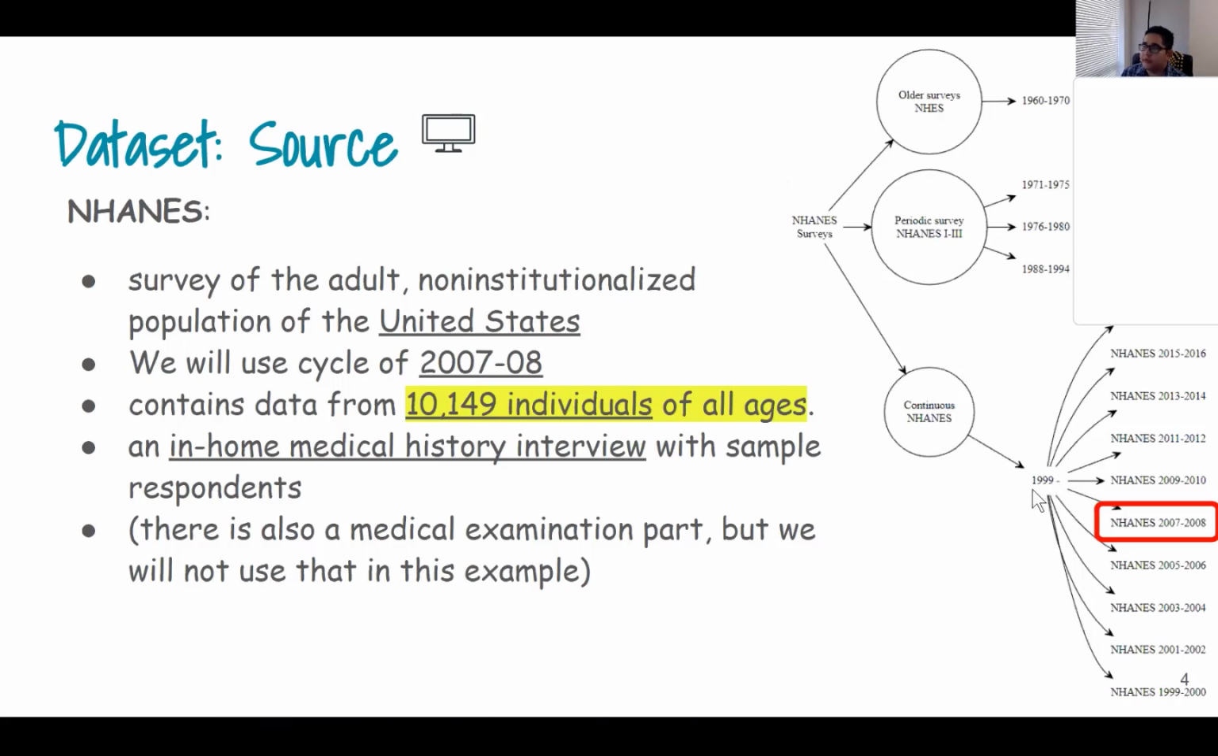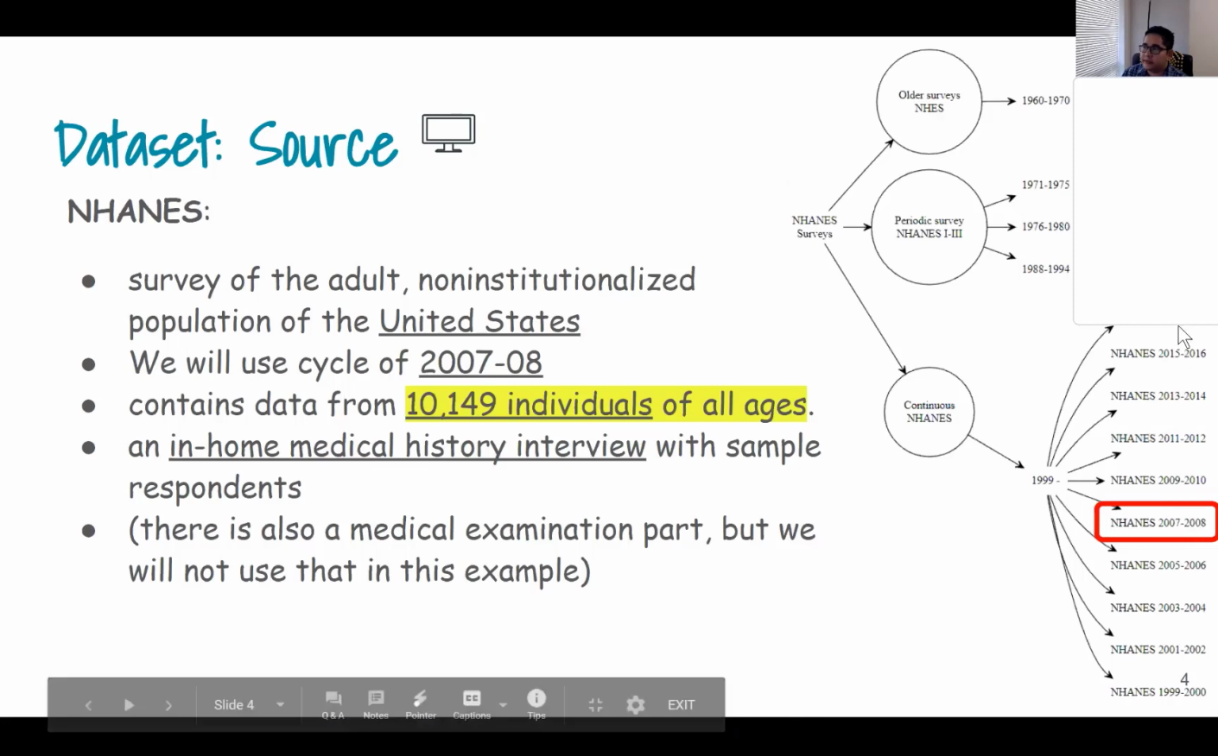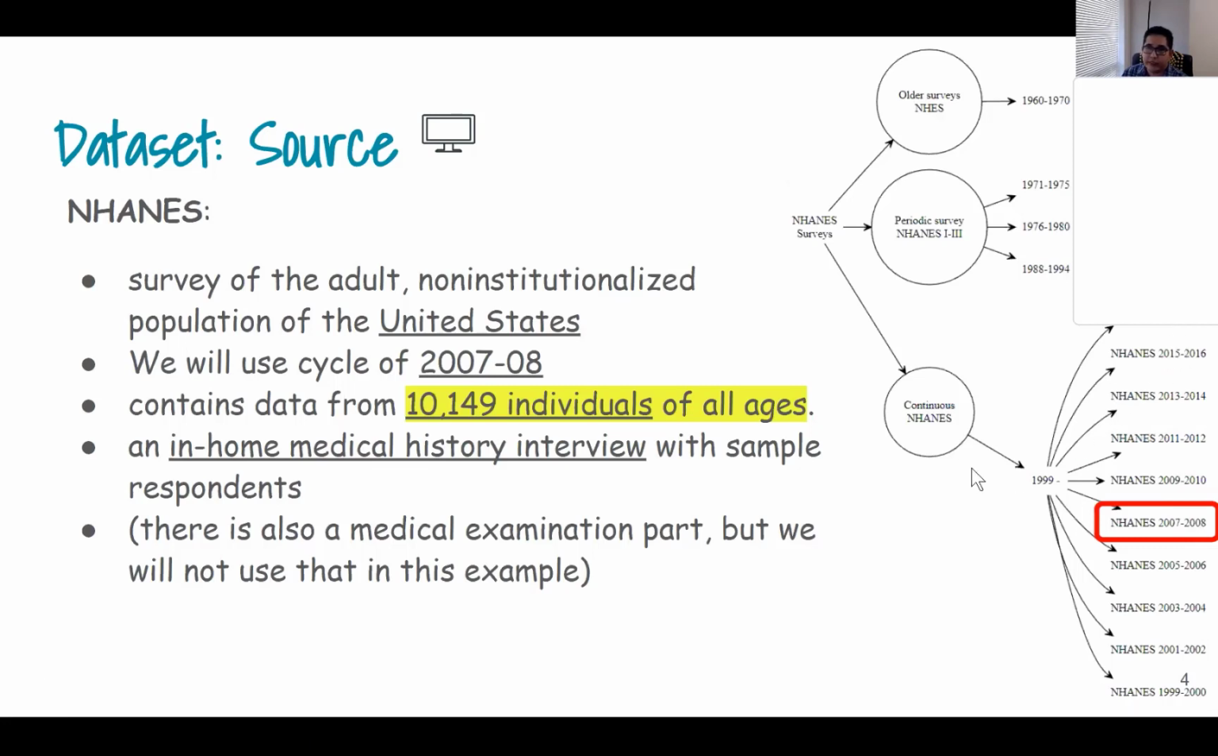But from 1999, NHANES has been regularly collecting these datasets in a very specific format, known as the continuous NHANES. From that, we are going to focus on the NHANES 2007-8 dataset. This is one cross-sectional dataset that we are dealing with here. In that cycle, as these years are known in NHANES, we have 10,000 individuals, and there were many phases of sample collection.